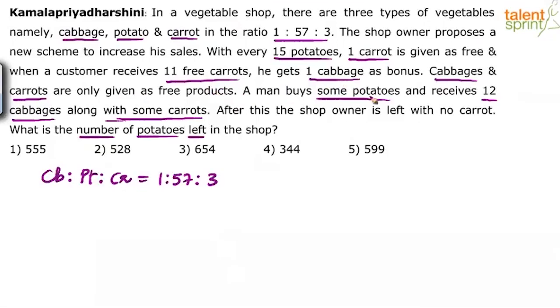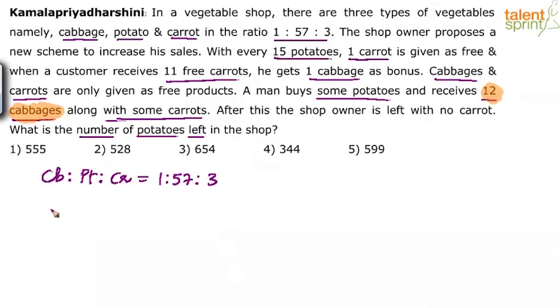Now, this man who has bought some potatoes got how many cabbages? 12 cabbages along with some carrots. Now the key here is these 12 cabbages. We have to use this properly, right? He has got 12 cabbages free. When will you get 12 cabbages? For you to get one cabbage, you should get 11 free carrots, and you'll get 11 free carrots only when you have bought 15 potatoes. Are you able to follow?